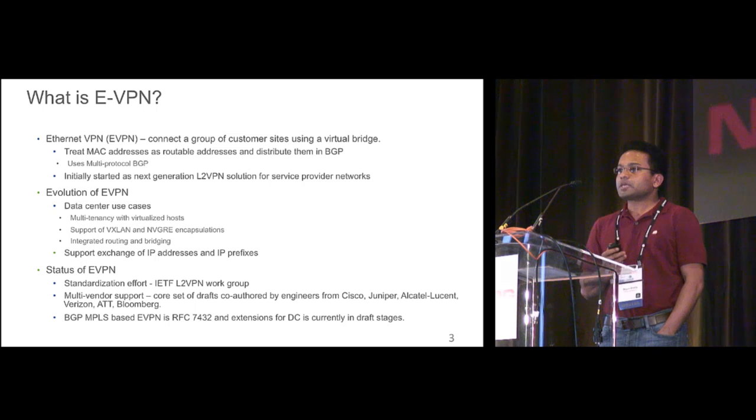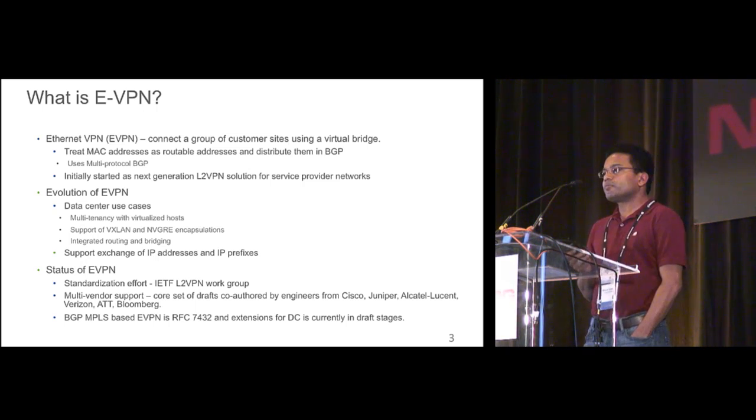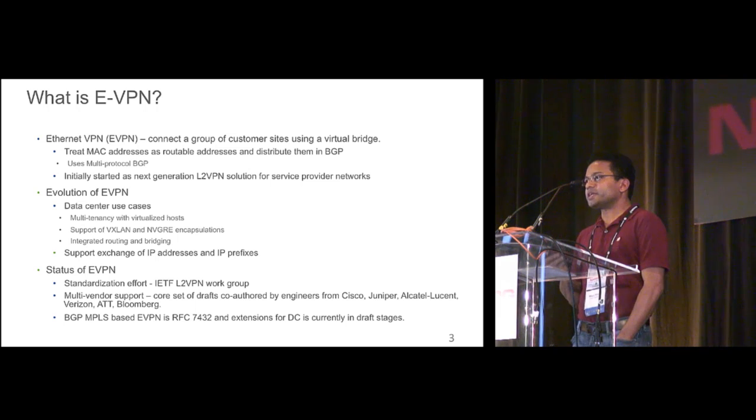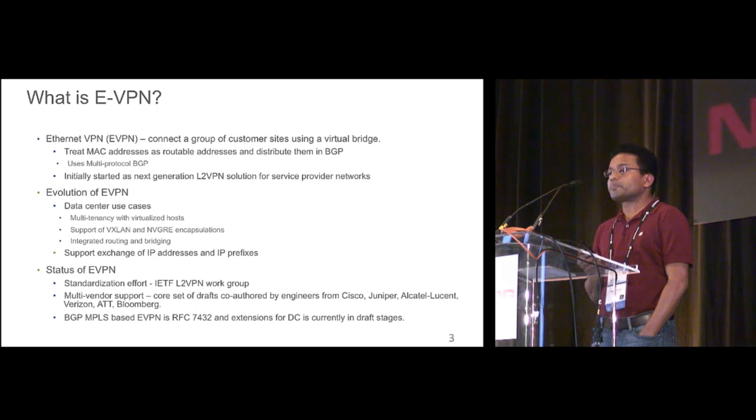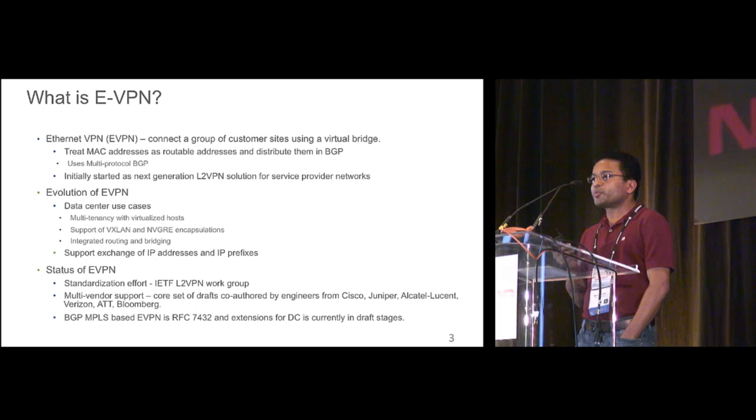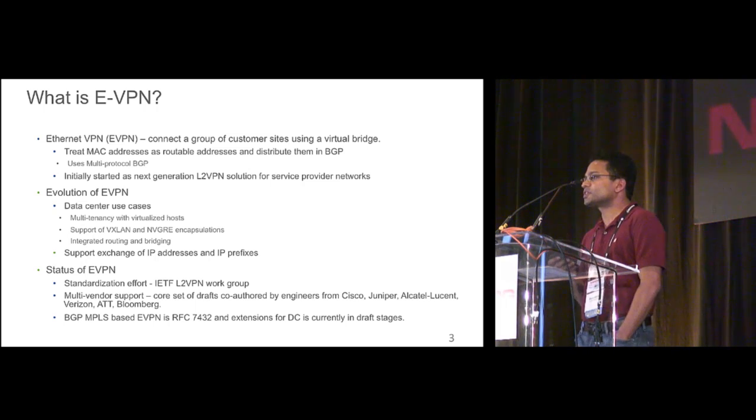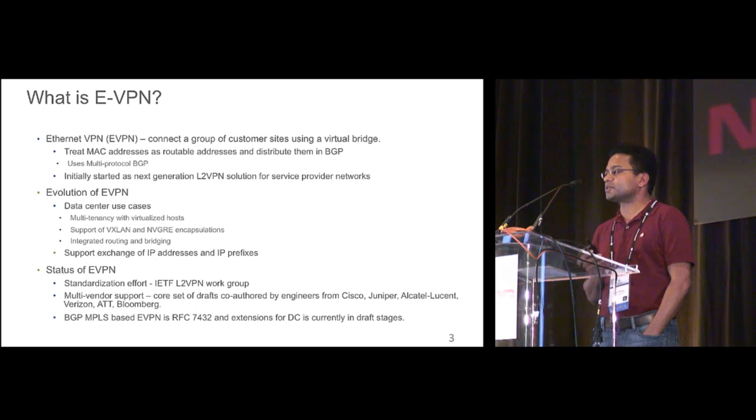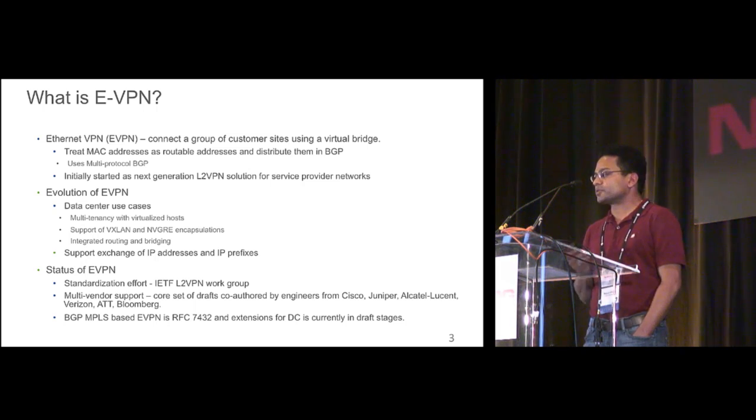Now, taking the same BGP EVPN into the data center, we have to first understand what next-gen data center needs or requirements are. Some of the requirements are multi-tenancy, integrated routing and bridging, support of various encapsulations, so either VXLAN, NVGRE, MPLS over GRE, or all the flavors in a data center. And more importantly, support and exchange of IP addresses and IP prefixes, to provide the L3 connectivity from one data center to another.